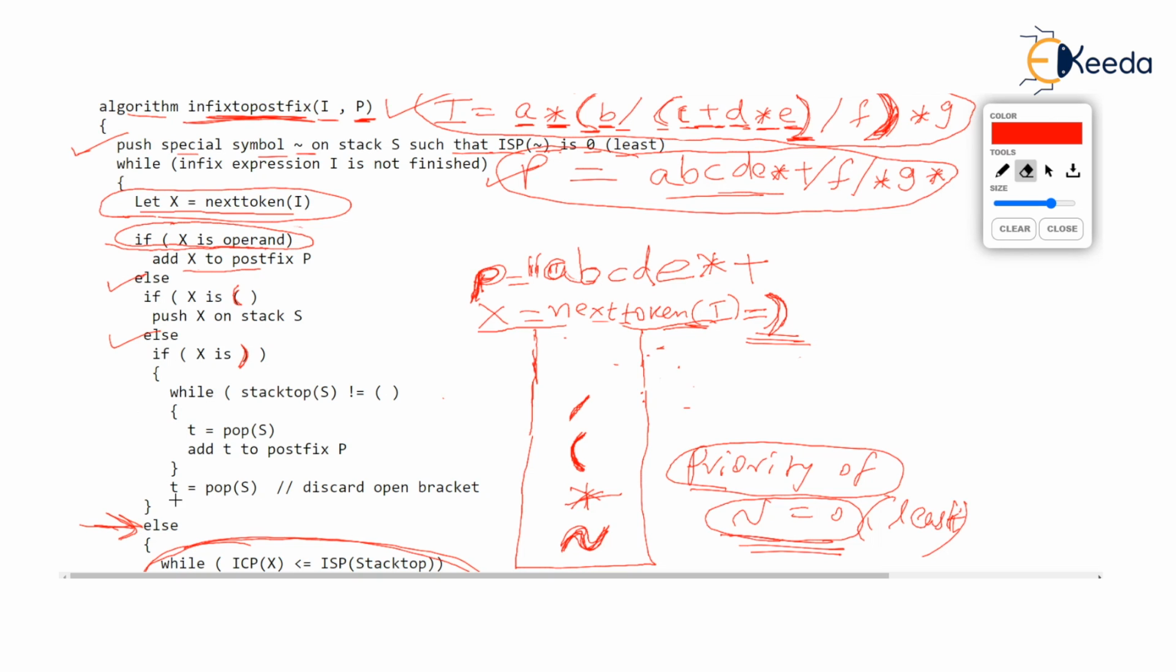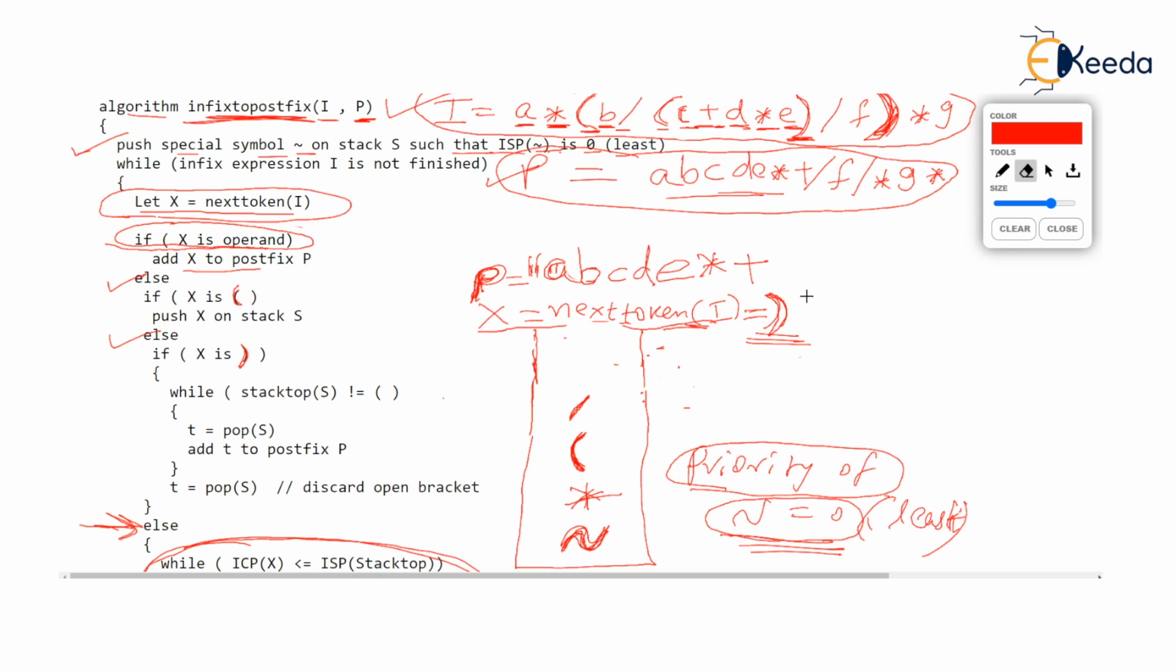You pop. That is what you do by discard open bracket. Extra pop you do when you get an open bracket. You come out of the while, pop it again, so open bracket also gets popped. Nice. Now what's the next token?